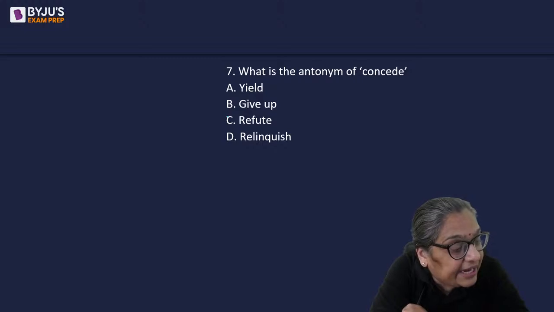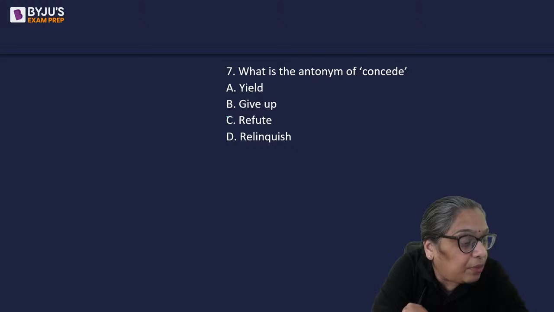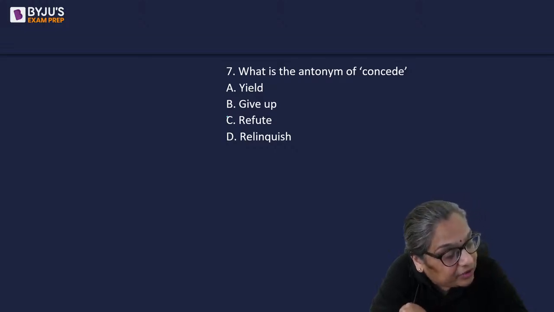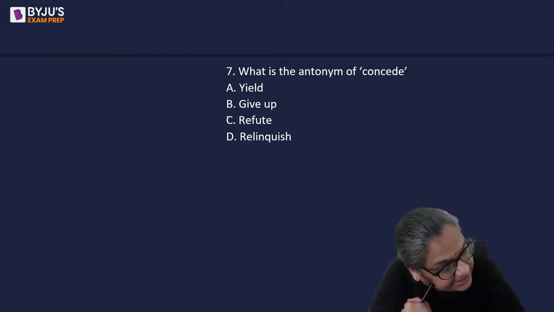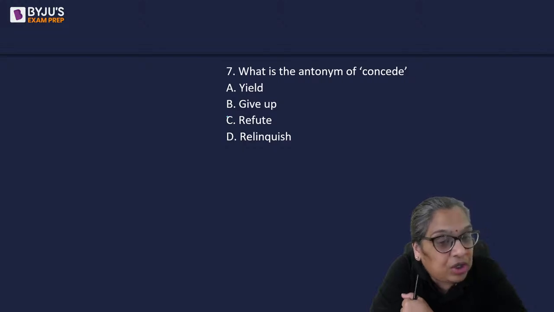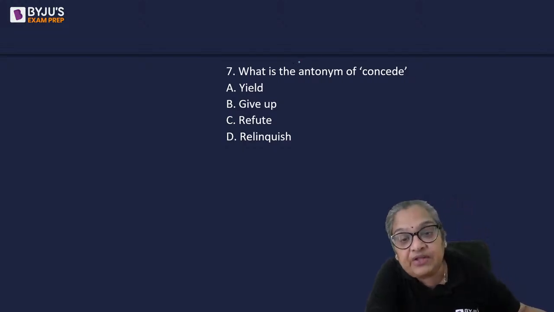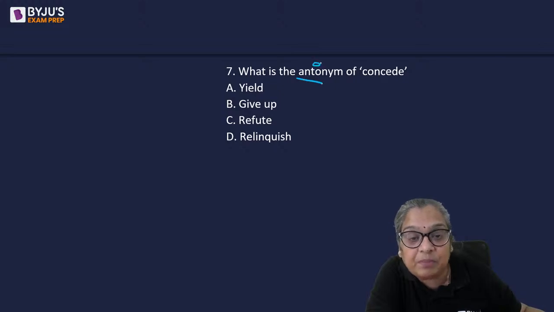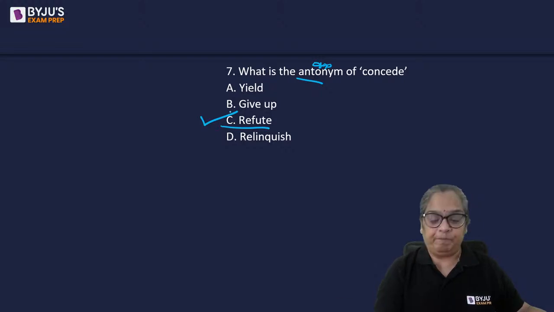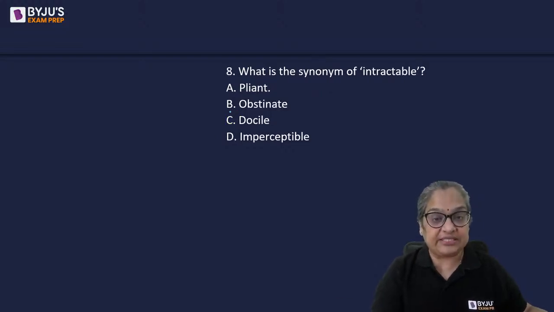Nidhi, I asked for the antonym or opposite. Sonali, I asked for the antonym or opposite. In this, if you don't read the question properly, you're going to get it wrong. Prarthana says it's C. Shreya says it's C. All others think it's A. All those who think it's A, you did not see the word antonym. Antonym means opposite. Concede means to yield or to give up or to relinquish. To refute, to refuse, to deny, is its opposite. So the answer is C.